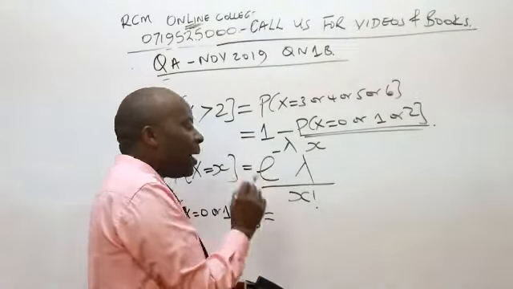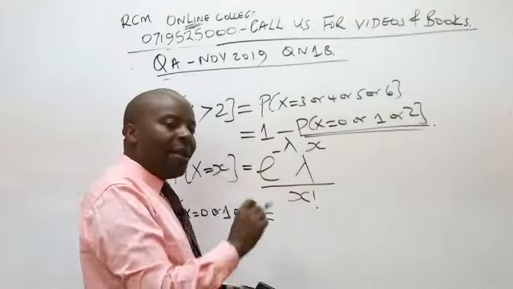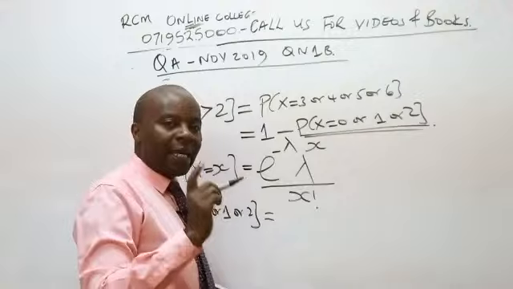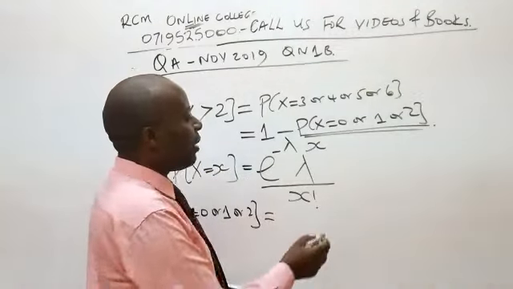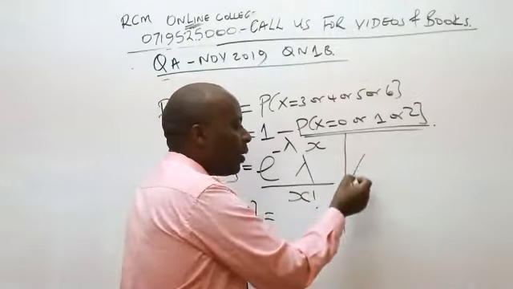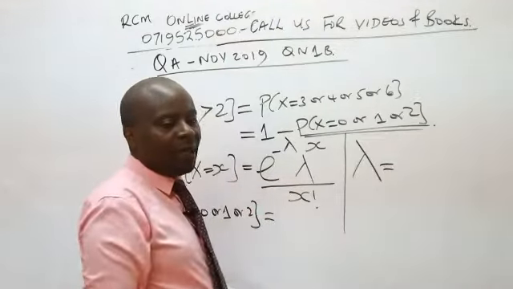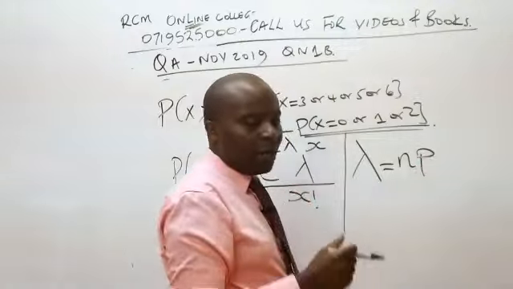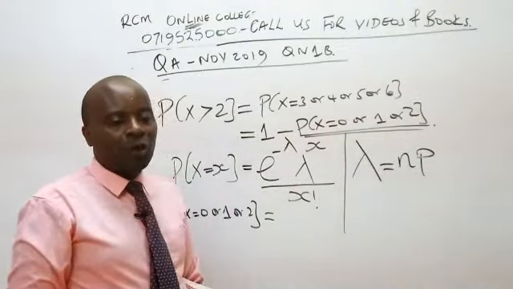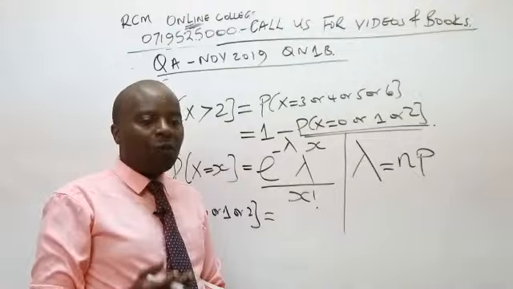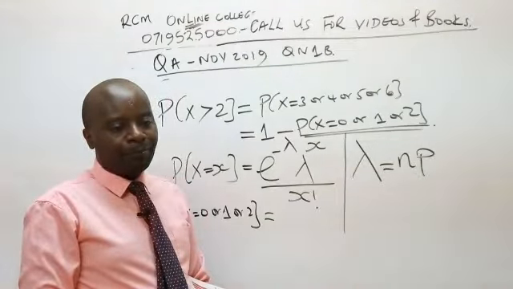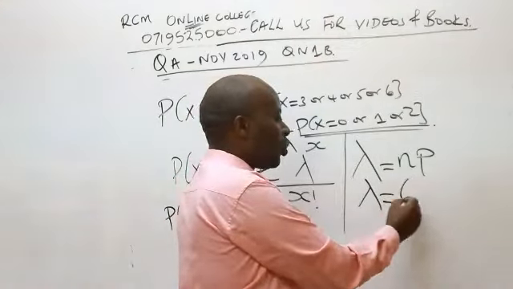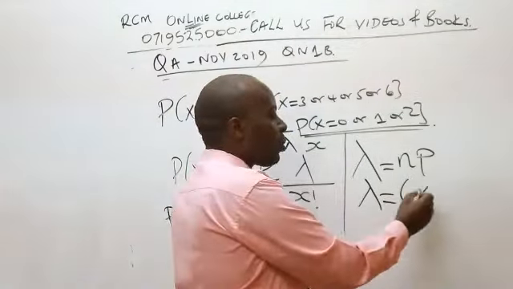negative lambda. Remember that lambda is the mean. In this question, they never gave us the mean. Remember, in our normal class, we said whenever the mean is not given, to get lambda, we normally talk of NP. So my lambda here will be equal to N, 6, times this probability.